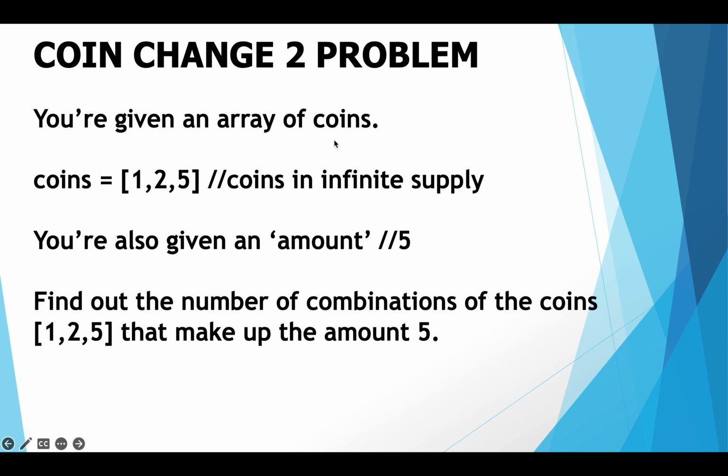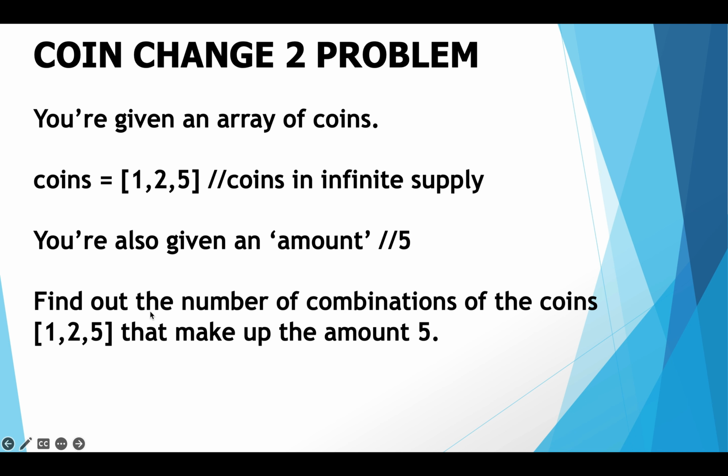You are given an array of coins. Basically, these integers represent coin denominations. In our example, 3 coins of denominations 1, 2 and 5 are given. Note that these coins are in infinite supply. Now you are also given an amount. Let's say in our example it is 5.